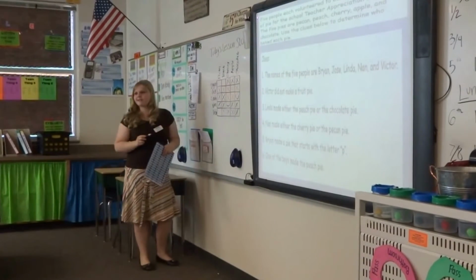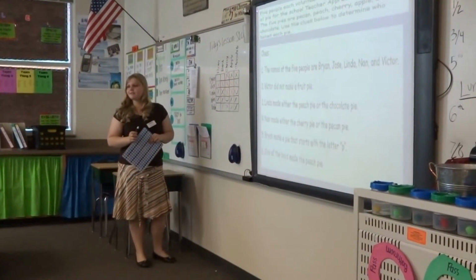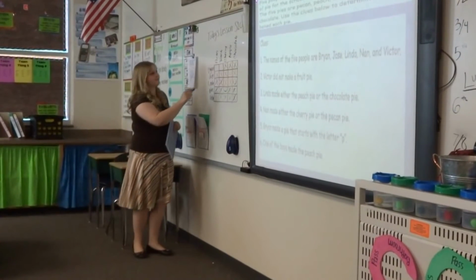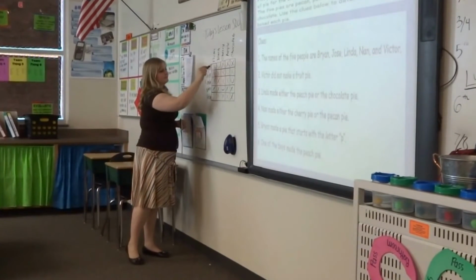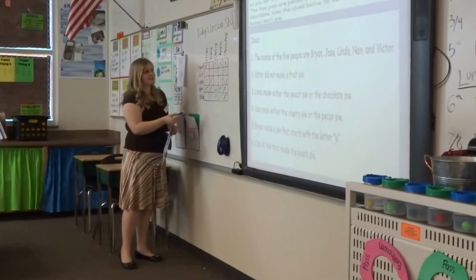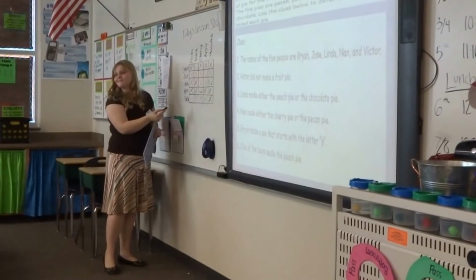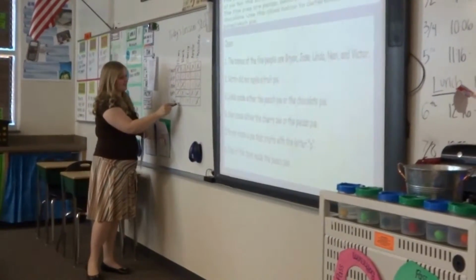Do we have any more spaces we could do? Yes. Ethan. Brian has peach pie. And what's Victor's? Peach. He has the pecan. Good job.